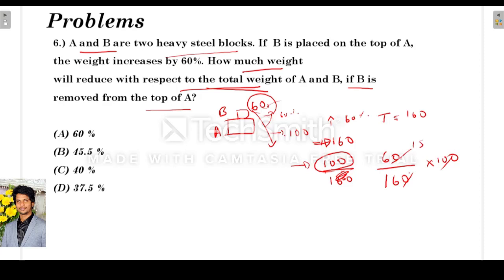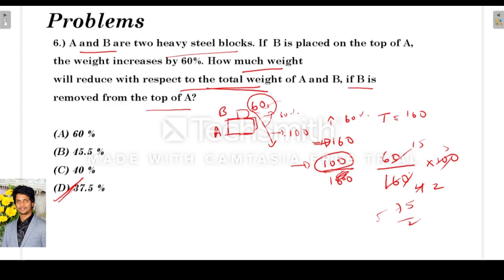So 75 by 2, which is 37.5%. So 37.5% rate is reduced. So I will again explain.